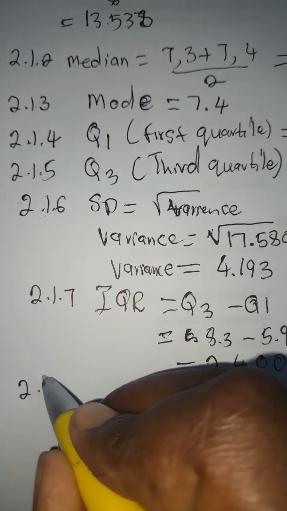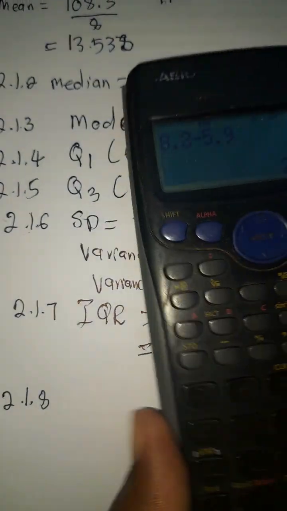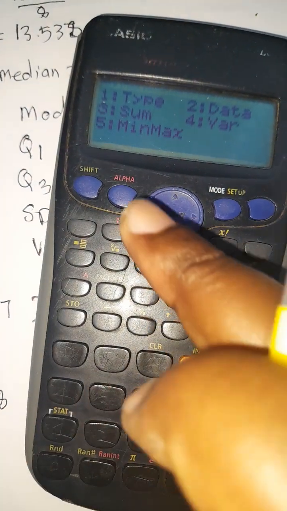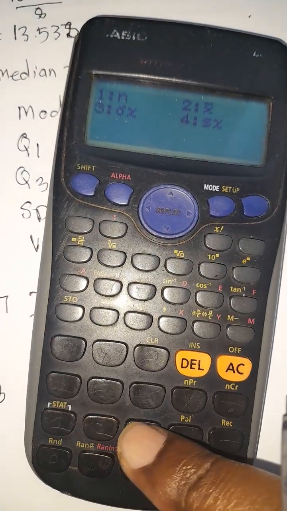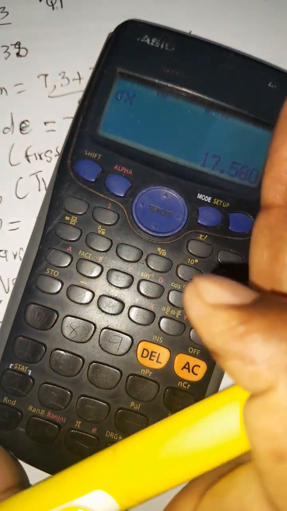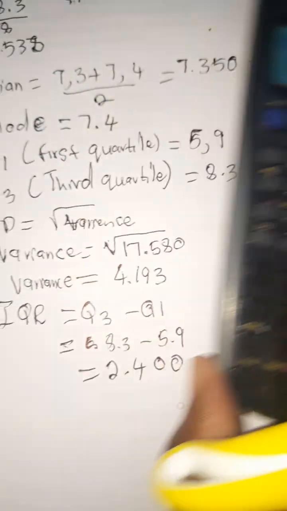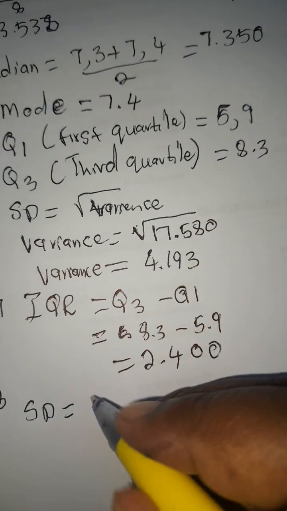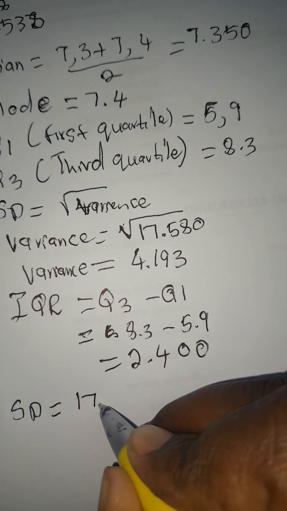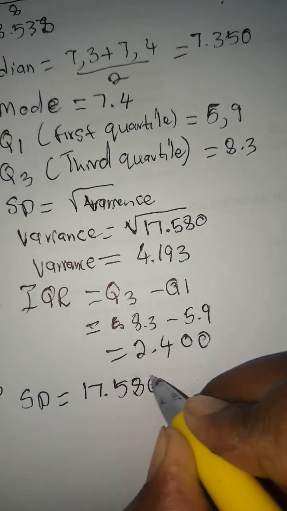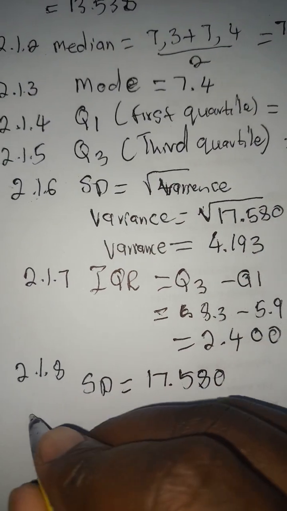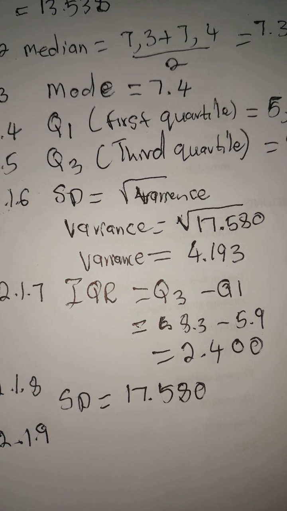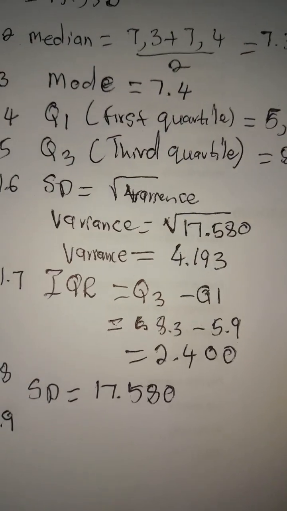So we now move to 2.1.8. We are not done. You go back here, shift, mode setup, shift, stat, then variable 4, standard deviation, it's 3. So that's the standard deviation, 17,580. Then SD, our SD, it's 17,580 standard deviation, right? And we go to 2.1.9.